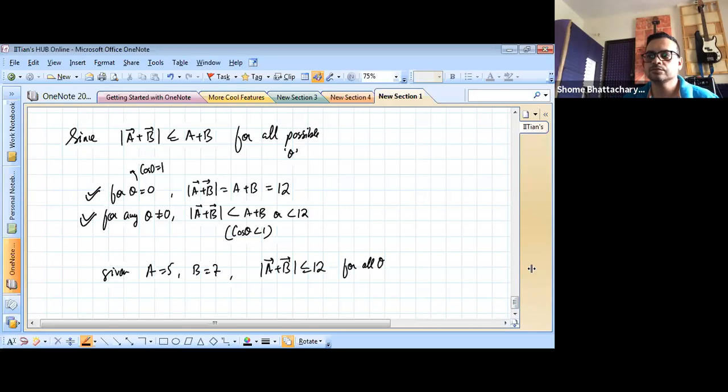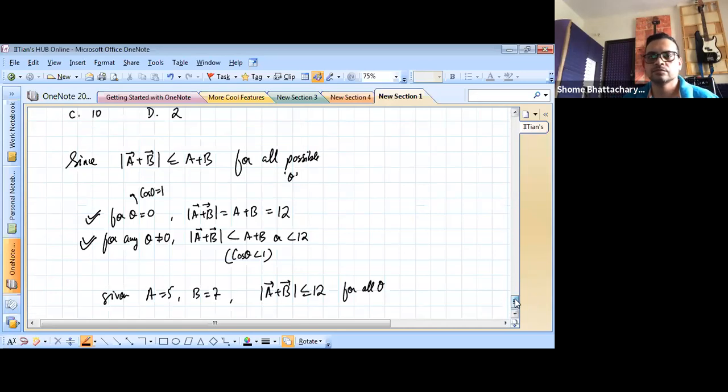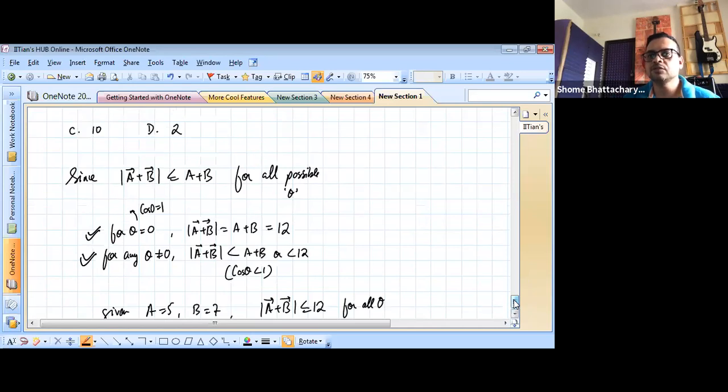That's how we are saying that it can be 12, yes. It can be 10, yes. It can be 2 also, but it cannot be 16.